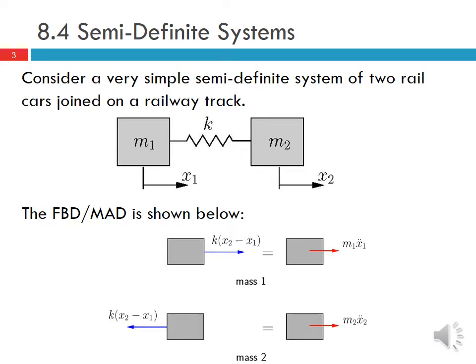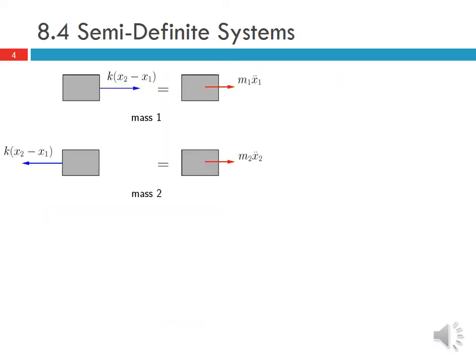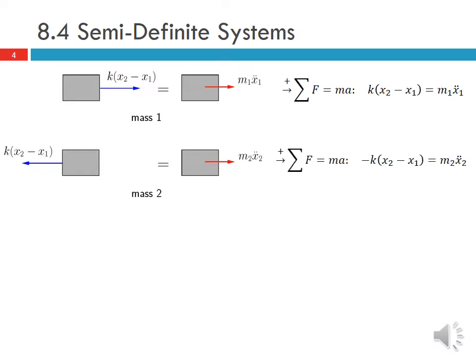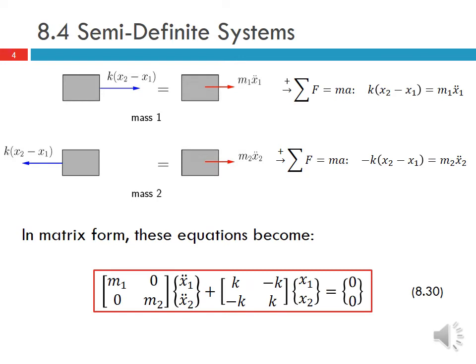The free body diagram and mass acceleration diagrams are shown here. So we can use Newton's laws to get our equations of motion. And what we get in matrix form is M1, 0, 0, M2 for our mass matrix, and then K, minus K, minus K, K for our stiffness matrix.